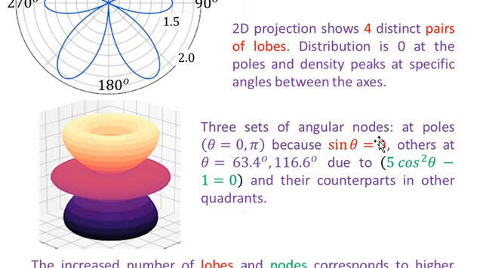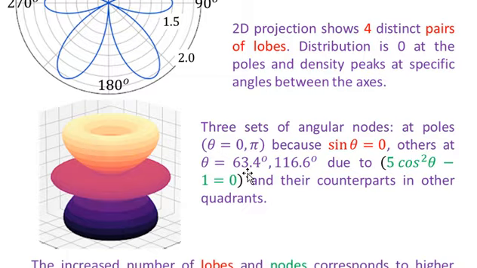There are 3 sets of angular nodes. At the poles where the z-axis passes, theta is equal to 0 and theta is equal to pi, because sine of theta is 0 only when theta is equal to 0 or pi. Others are at theta is equal to 63.4 degree and 116.6 degree due to 5 cos square theta minus 1. So the other 2 nodes exist at these angles.